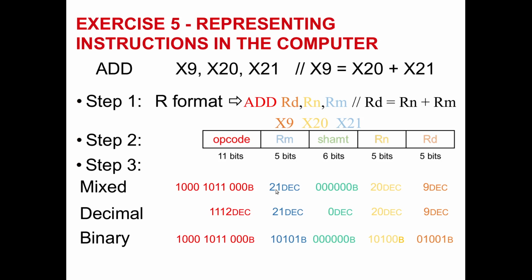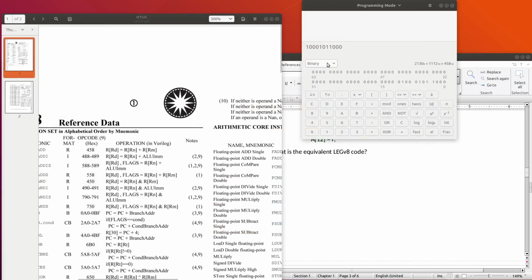The value 21 in binary, we will need to check it. So 21 in decimal, we will write it here, 21, and we can see that it takes 5 bits, 1 2 3 4 5 bits, and the value will be 10101.